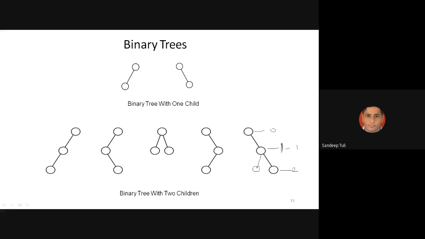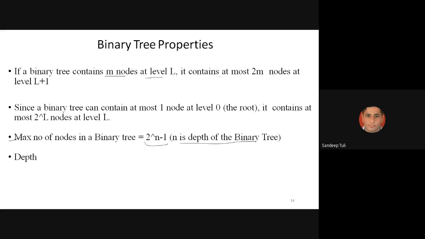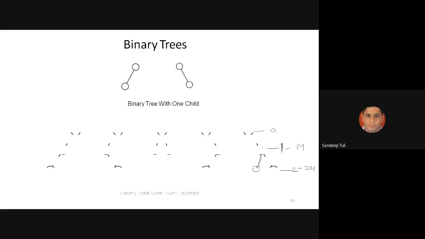Suppose at the level 1 I am having m number of nodes, then at the next level I can have at most 2m nodes. Sir, meaning the previous level's number of nodes will be doubled at the next level, maximum. It says at most here. Again, because it may not have any node.